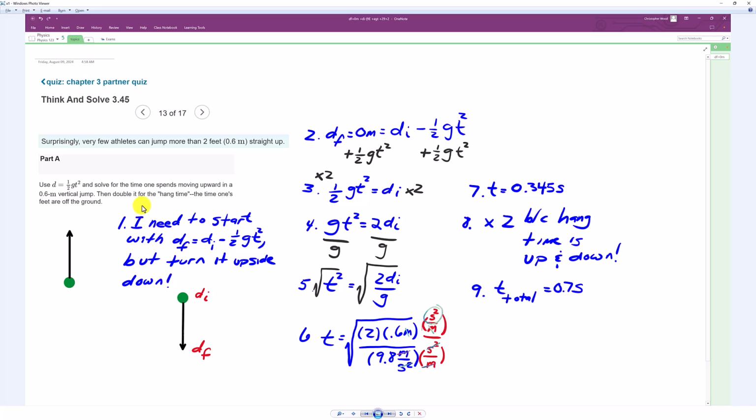And again, this is a little bit tricky until you get used to it. I'm flipping things upside down. So I'm just looking at the fall case. And I know the time it takes to fall is the same as the time it takes to rise. So that's a little creative.